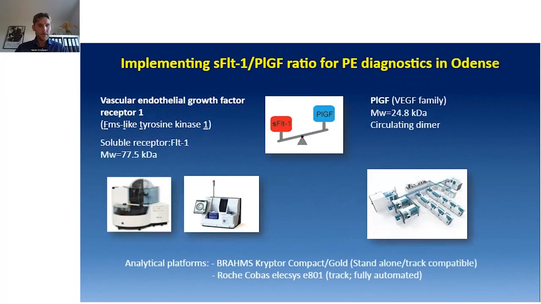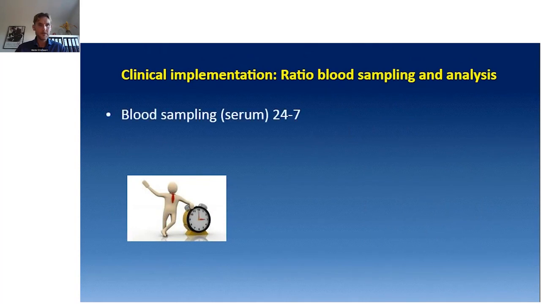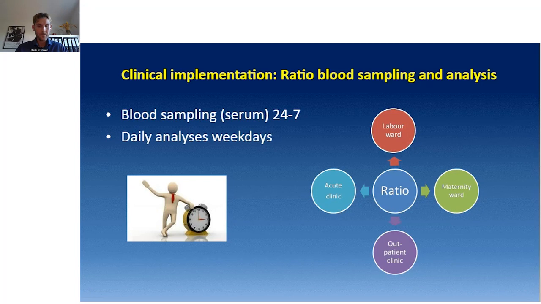Among the instrument platforms available in our laboratory, we settled on the BRAHMS Kryptor platform. That was based on the low volume of ratio tests anticipated and the high analytical performance of the selected assays, including a wide assay range. We obtain blood samples 24/7, and we run sFlt-PlGF on serum. We perform daily analysis on weekdays, and we receive our samples from the maternity ward, acute clinic, the outpatient clinic, and the labor ward.